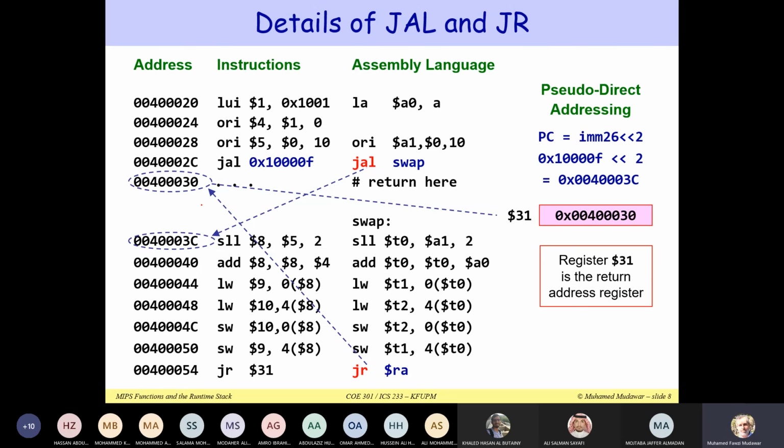So this is how the return is done, by this jump register instruction. We cannot just jump to a label because I don't know where the call was made. So for this reason, we need this jump register instruction. Is this clear? These are low-level details of jump and link and jump register, and it will show you how the function return takes place.